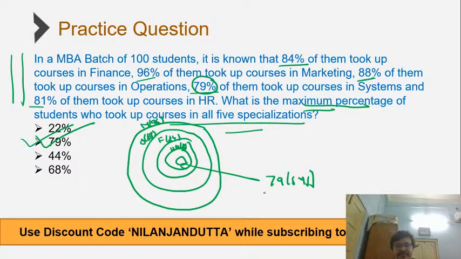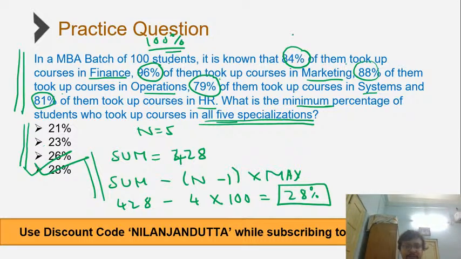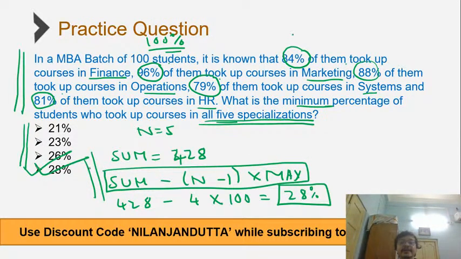It's basically the 79 people in systems, which is common, which means if they're common to all the specializations, they are part of all 5 specializations. So the answer will be 79. So basically all you do in all such questions is, for maximum, just look at the smallest figure out of the 5. For minimum, just apply this formula and get the answer immediately. It doesn't matter whether it is a 10 variable Venn diagram or whatever.